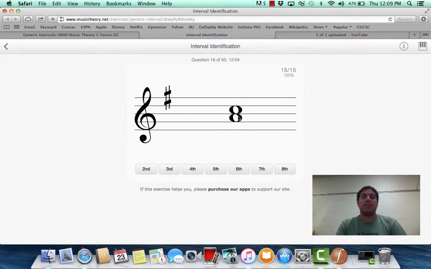This is definitely a third. Even if this were F sharp and A flat, it'd still be a form of a third. So A flat and C sharp, it's still a form of a third. So looking at the quantity only, it's very important.